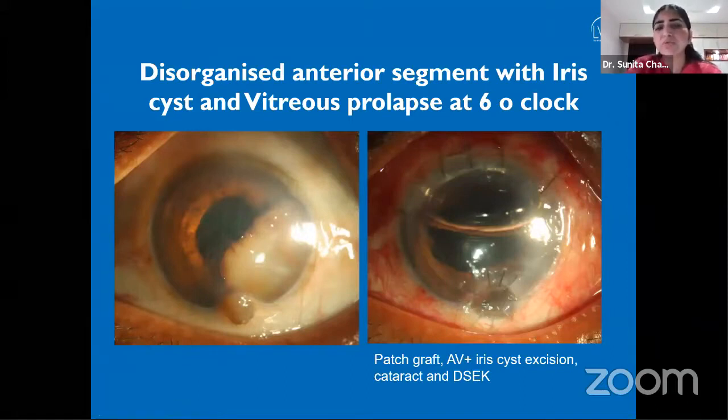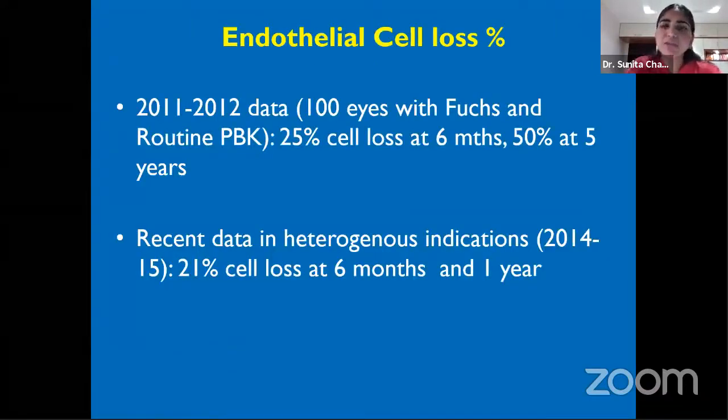So these cases do well with DSEC, and some of these cases which are not amenable to DMEC, DSEC gives an excellent visual rehabilitation in such complex eyes. Now, when we look at the endothelial cell loss with this technique, so far as the data of 2011-2012 is concerned, of patients with Fuchs and routine PBK, we saw that the cell loss was 25% at 6 months and 50% at 5 years. I just recently happened to analyze the more recent data where we have done DSEC with this technique.